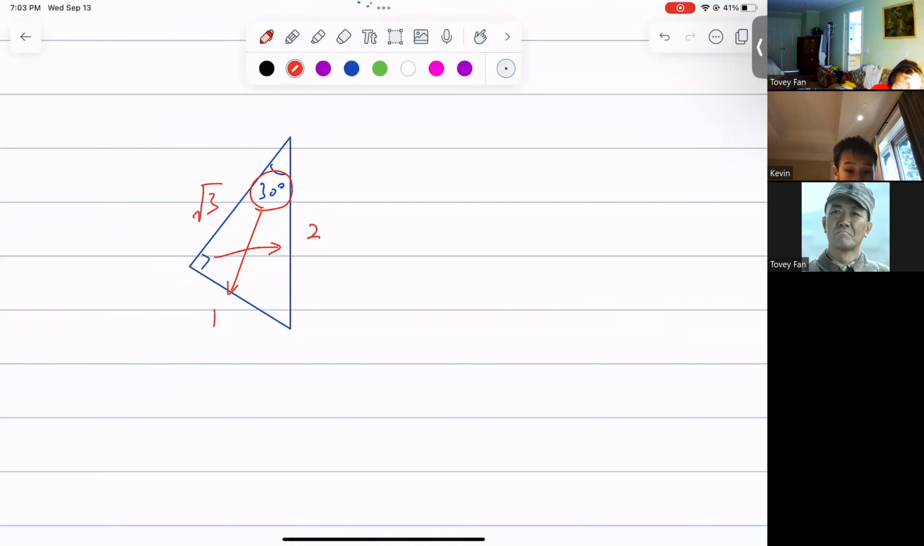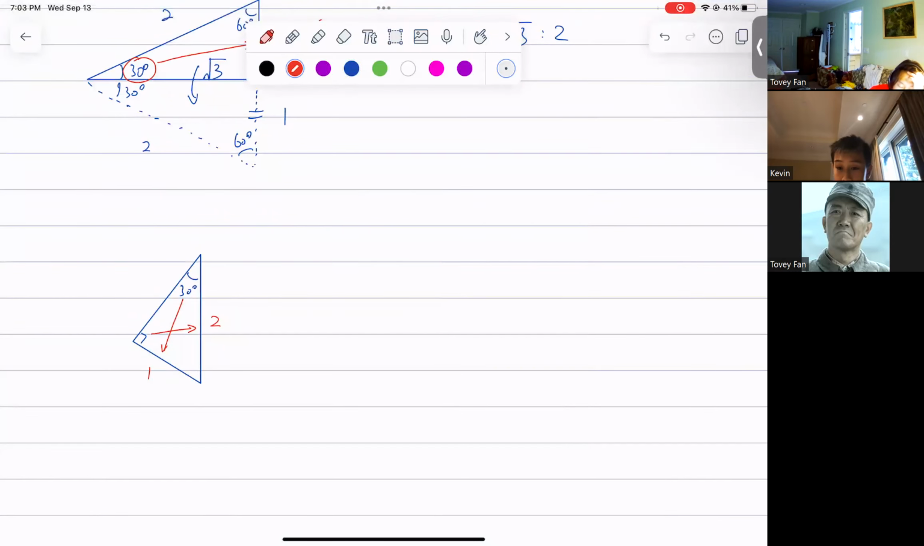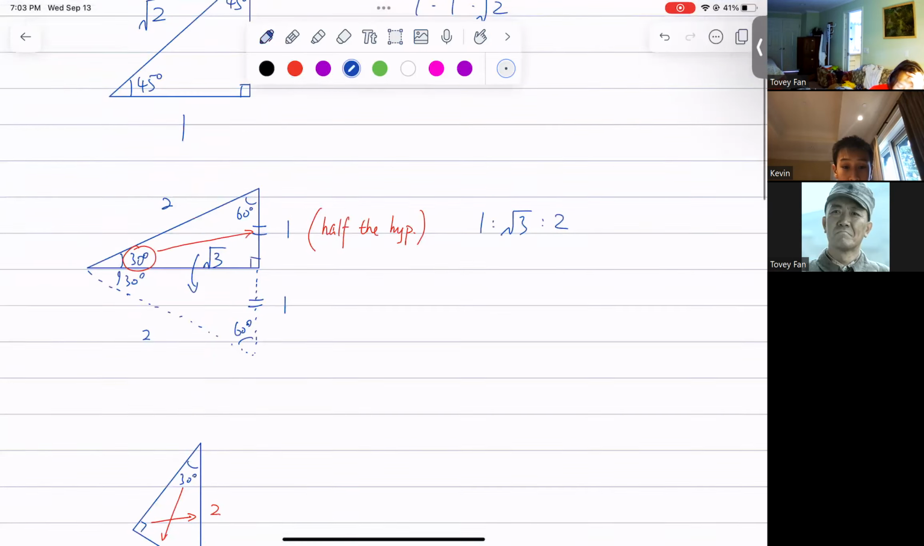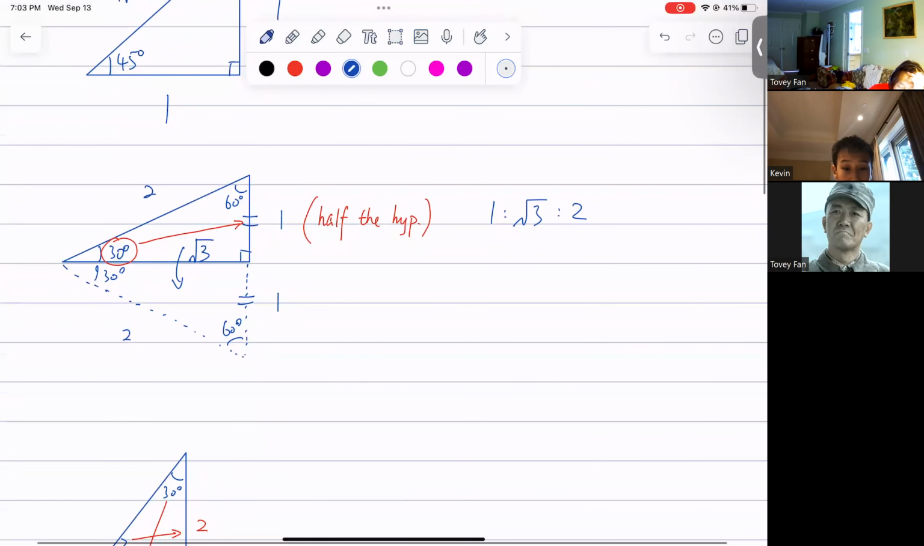Make sense? You can always remember this. This is the way to memorize it so that you don't get it wrong. The 90-degree angle is opposite the hypotenuse. The 30-degree angle is opposite half of it. And by the way, why is the 30-degree angle opposite 1 and the 60-degree angle opposite root 3?